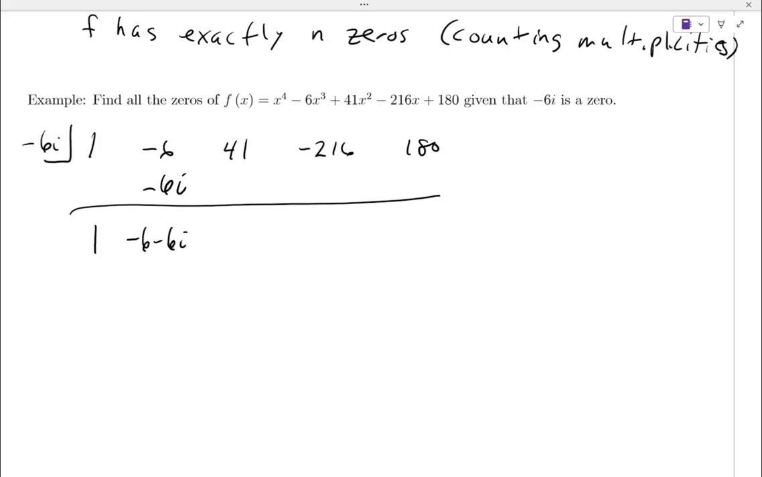Now we multiply the negative 6i times the negative 6 minus 6i. Negative 6i times the negative 6 will give you a plus 36i. Negative 6i times negative 6i gives you 36i squared, and i squared is negative 1, so that becomes negative 36. We add down and get what? Yeah, the 5 plus 36i. Good.